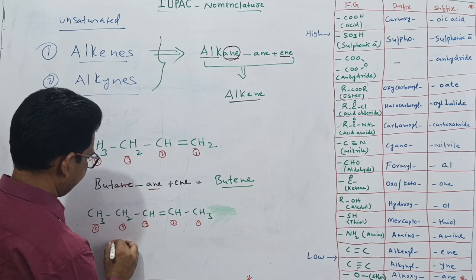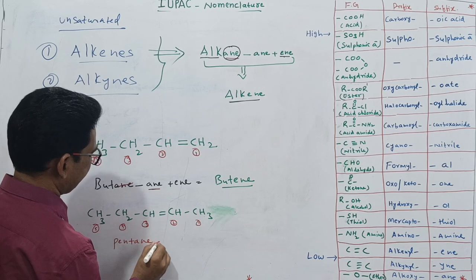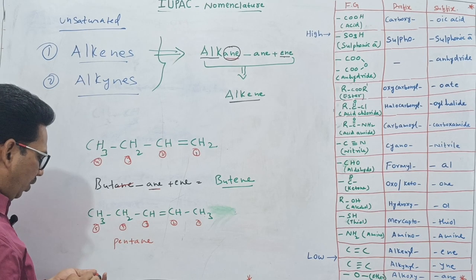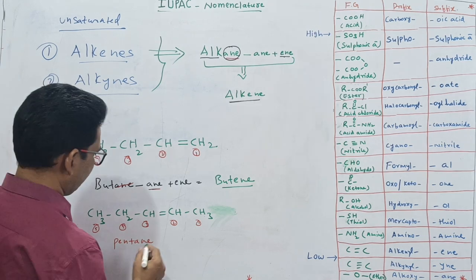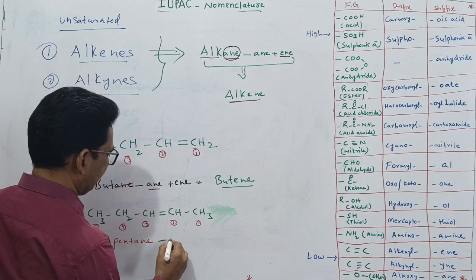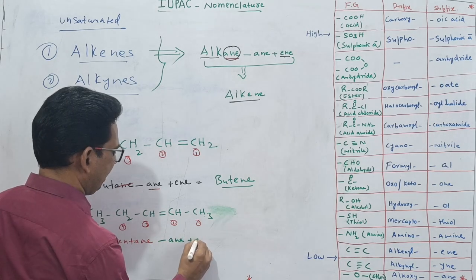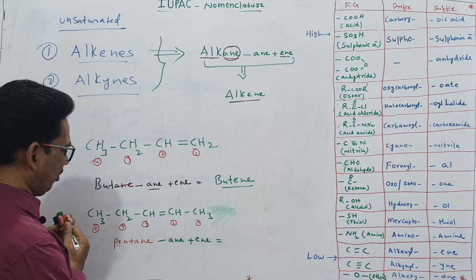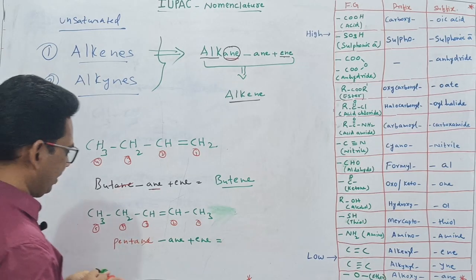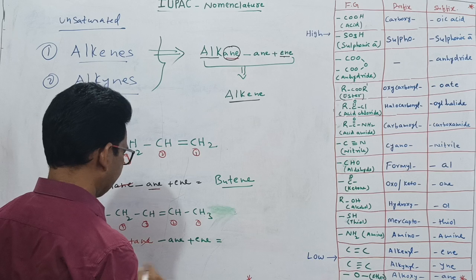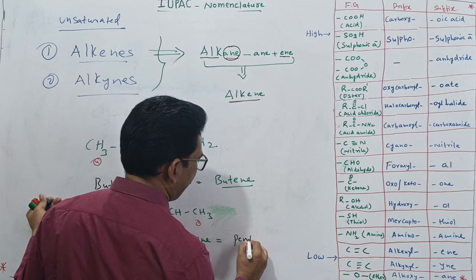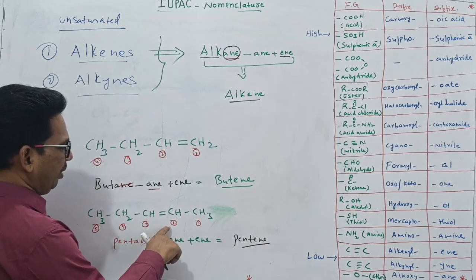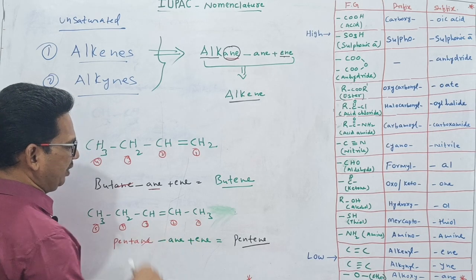See, I will write here. Pentane. Then what do we have to add for the double bond compound? What do we have to remove here? From the pentane, minus ane plus ene. Removing ane, then what comes? Pentene. But here the double bond is not at the first position, it is at the second position.